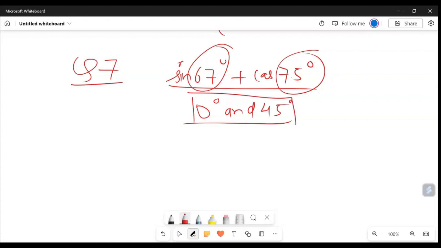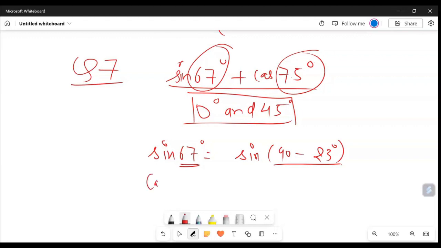So we will simply use the equation. Sine 67 degrees can be written as sine of 90 minus 23. Is it or not? We are just breaking down 67 as 90 minus 23. And cos 75 can be written as cos of 90 minus 15 degrees. We are just breaking 75 into 90 minus something.